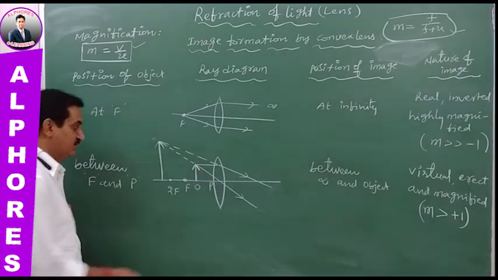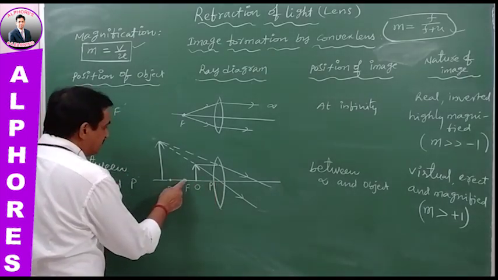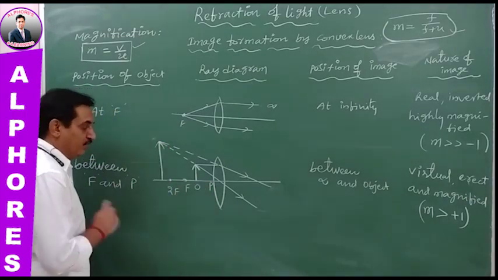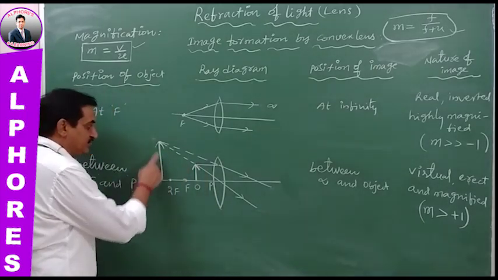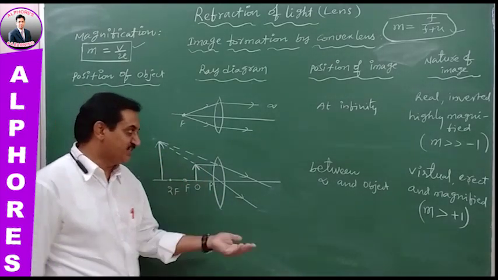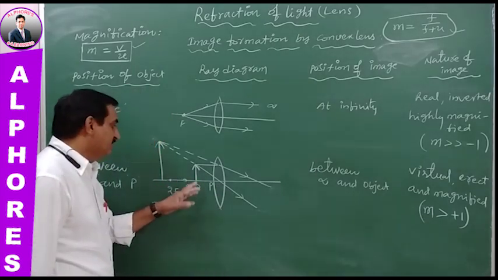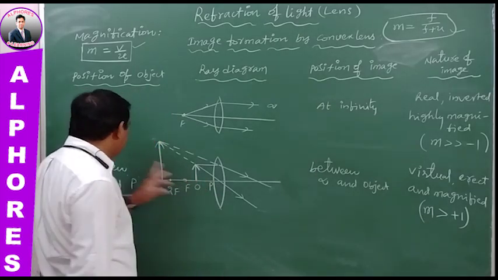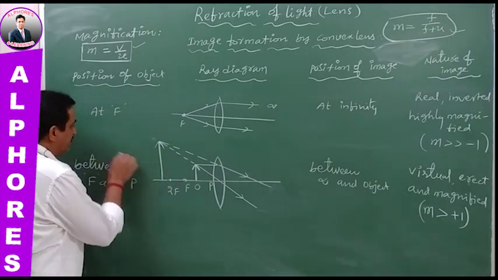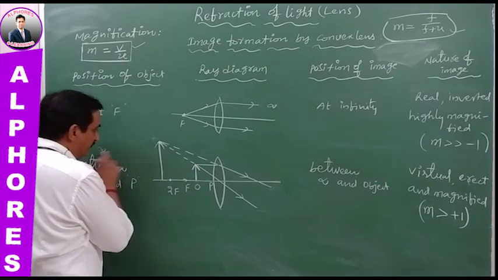And the next one is when the object is kept between focus and the pole of the first refracting surface. So this is the pole and this is the focus point. Between these two, the object is kept. Now, its corresponding image formed is virtual, on the same side as the object, anywhere between the object and infinity.